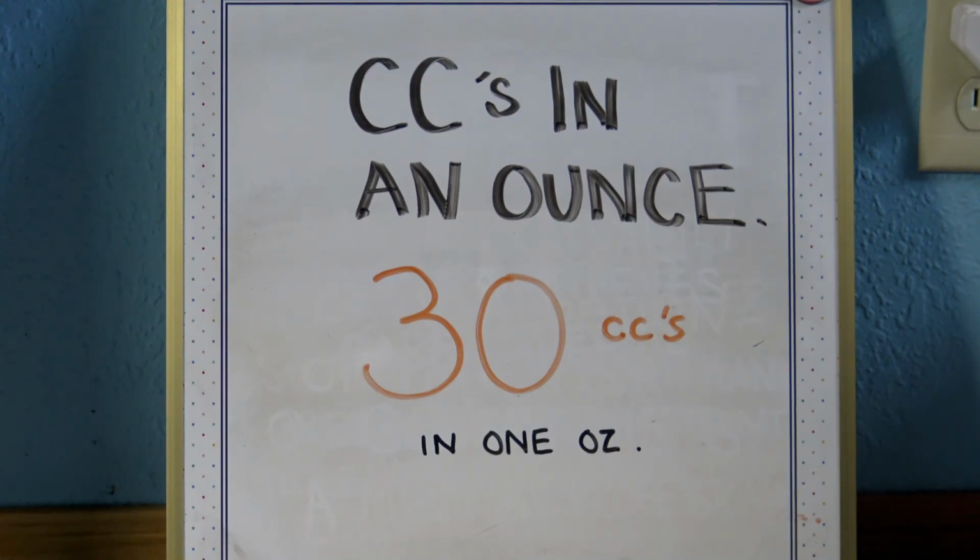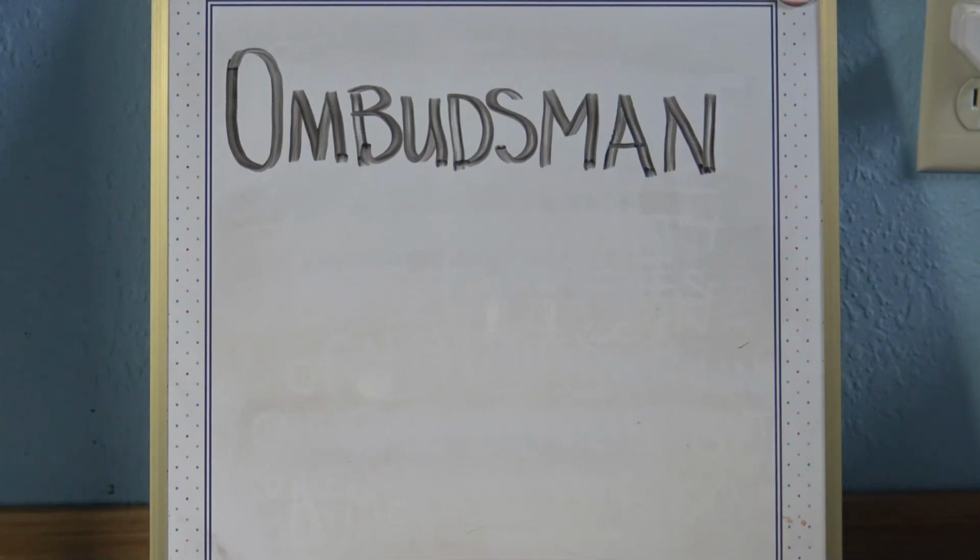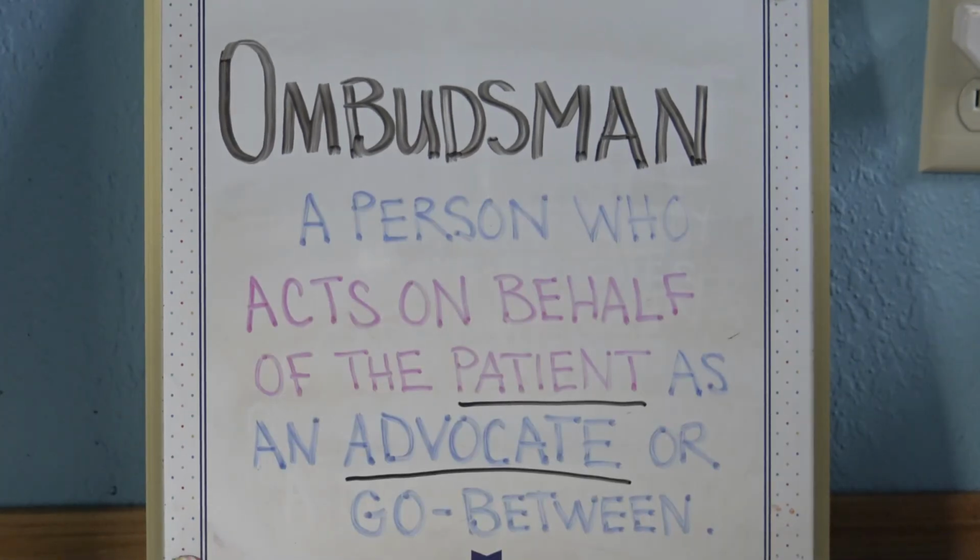How many cc's in an ounce? There are 30 cc's in 1 ounce. 30. Ombudsman. The ombudsman is a person who acts on behalf of the patient as an advocate or a go-between. So the ombudsman is a patient advocate.